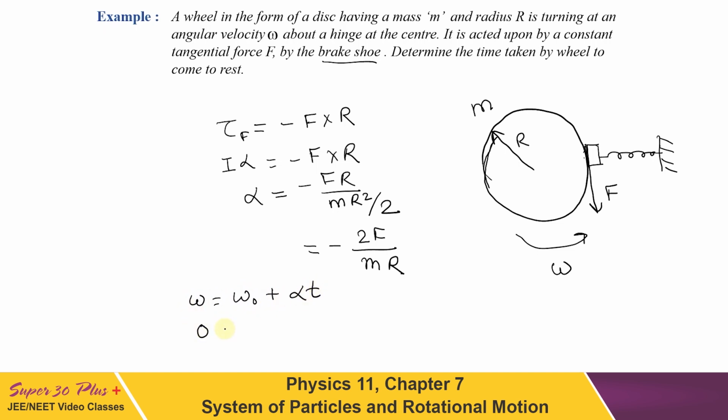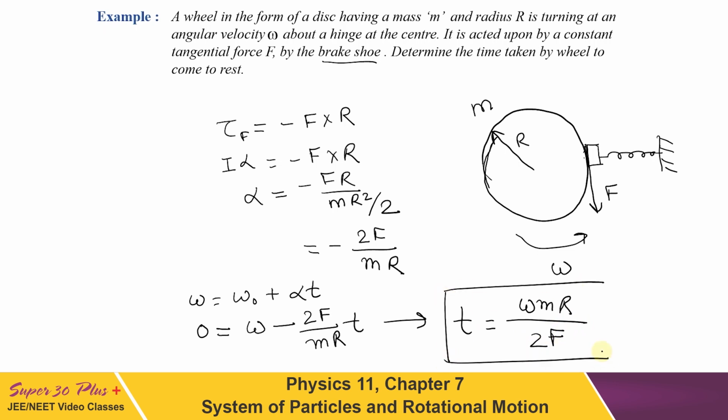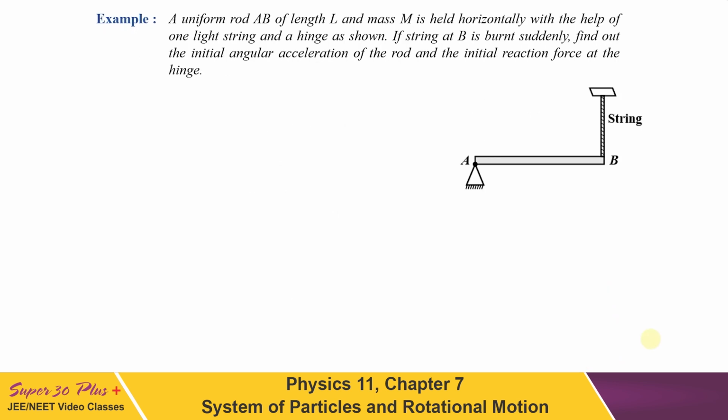It has to be 0, equal to omega naught, which is given as omega minus alpha. We have already calculated that as minus 2f upon mr into t. From here we got t to be equal to omega mr upon 2f. So this is the time taken for the wheel to come to a stop due to the retarding torque produced by this brake shoe. One more example here it is.